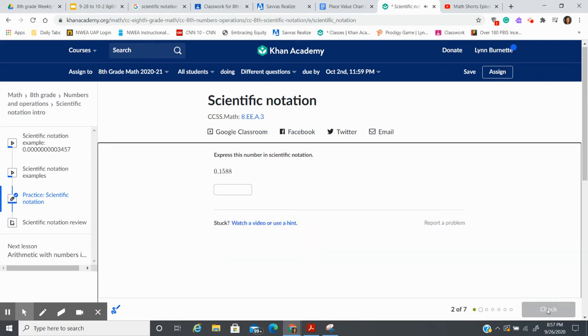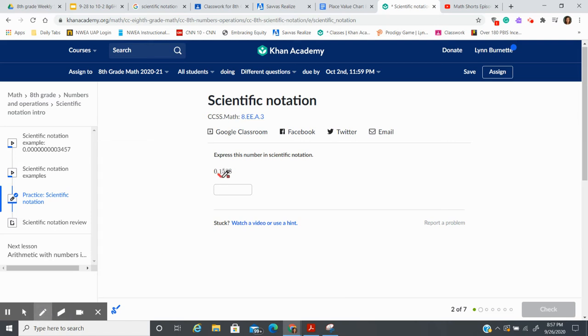Okay, let's see what the next one looks like. Okay, the directions say express this number in scientific notation. Okay, so you know that you need to move the decimal point over 1 spot. So it's going to be 1.588, and then again, times, you use that little dot, 10, and use this little button here. To the, you have to move it back 1 spot, so it's going to be to the negative 1.